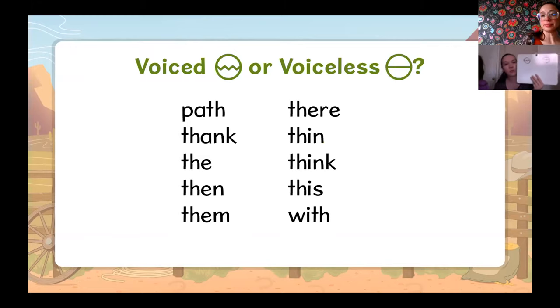We are going to determine which of these words on the screen are voiced or voiceless with their TH digraph. Remember, you can figure that out by putting your hand on your throat. You're going to want to put at least 3 fingers there so that you can feel it really well. And you're going to read the word. So for example, the word path, let's say the word path. Path. And think about that TH part. Path. Is that voiced or voiceless? Voiceless. Voiceless, yep. So we're going to put that under the voiceless picture.